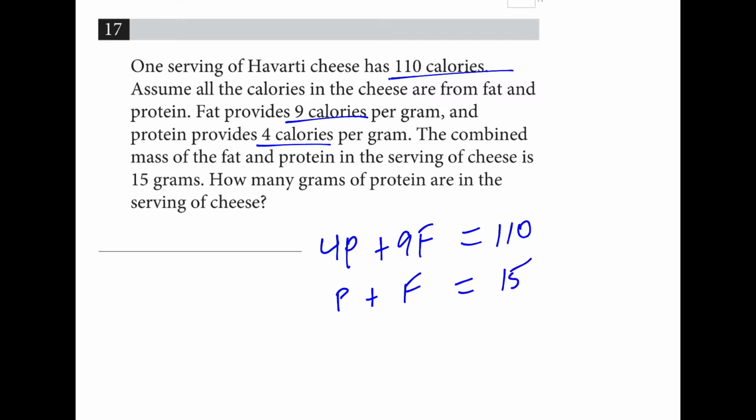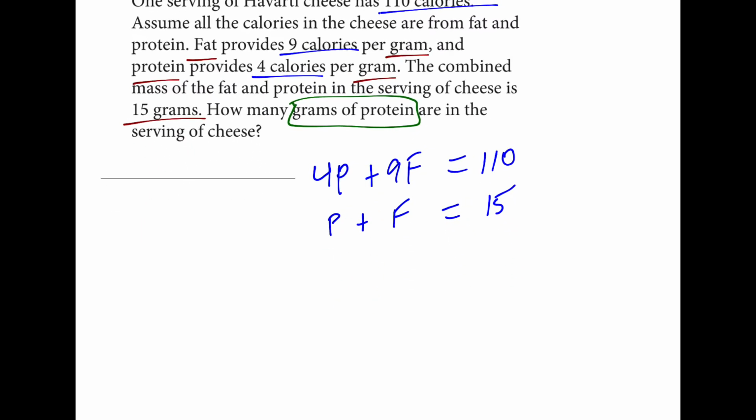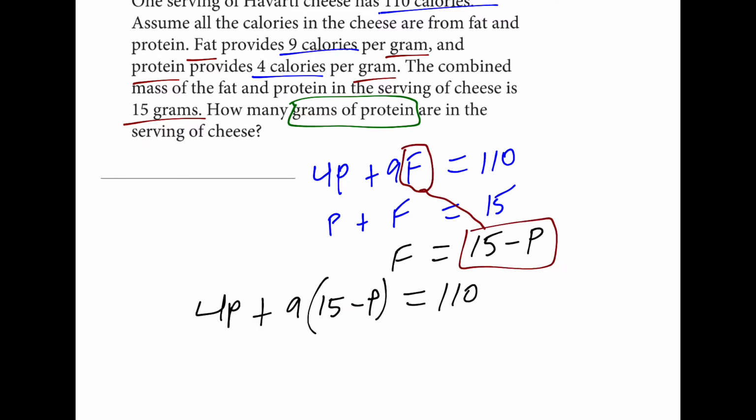So if you look at fat per gram and protein per gram, and total is 15. The last line tells me that I'm looking for how many grams of protein. So in other words, I'm solving for P. So the first step would be to get this bottom equation looking like this so that I can then substitute, which will look like this.